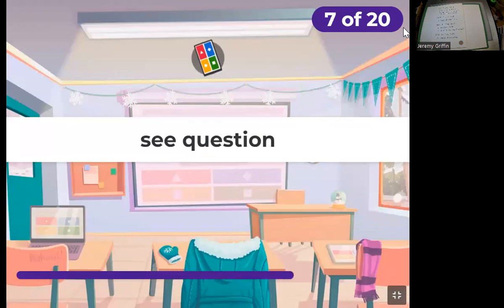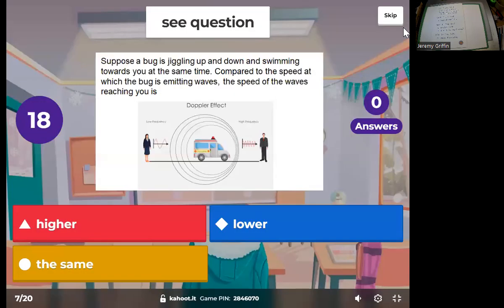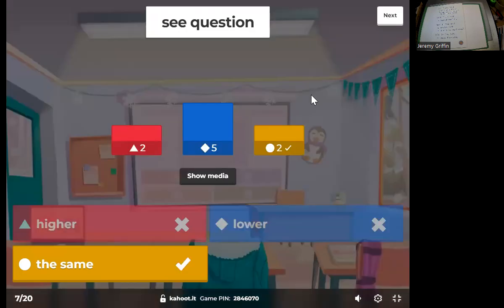All right, so this is about to be the same scenario, a little bit different question. Same scenario: compared to the speed at which the bug is emitting waves, the speed that the waves reach you? Ooh, a couple of guys remember.